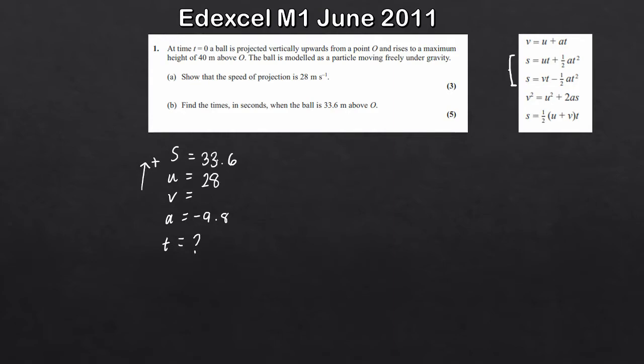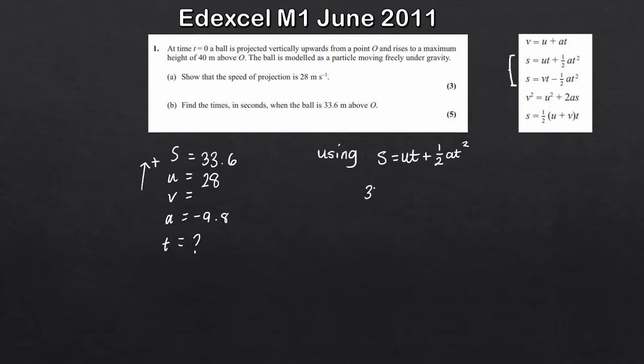And again, we've got four variables here, S, U, A, and T. So in that case, we're using S equals UT plus a half AT squared. We have no V, so we can't use the third equation. So using S equals UT plus a half AT squared there. Okay. So all I've got to do now is just substitute all the values in for my variables here.